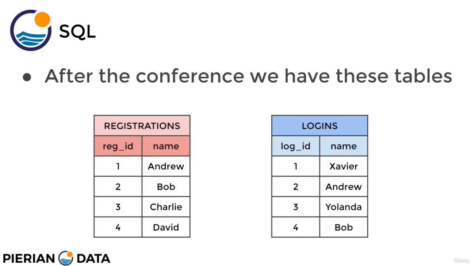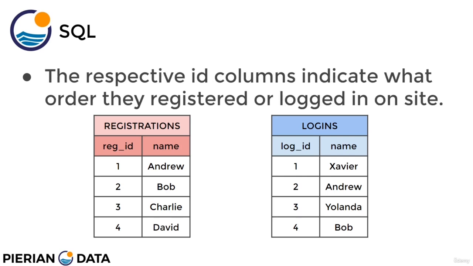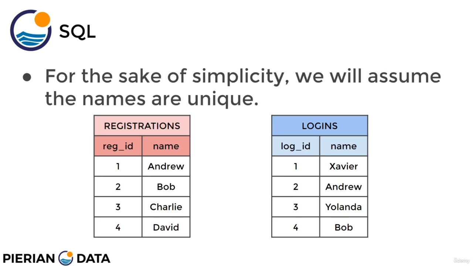So after the conference, we end up having these tables. We have a registrations table as well as a logins table. The respective ID columns indicate what order they registered or logged in on site. So in the registrations table, we have Andrew who registered first, then Bob, then Charlie, then David. And then we have logins with Xavier, Andrew, Yolanda, and Bob.